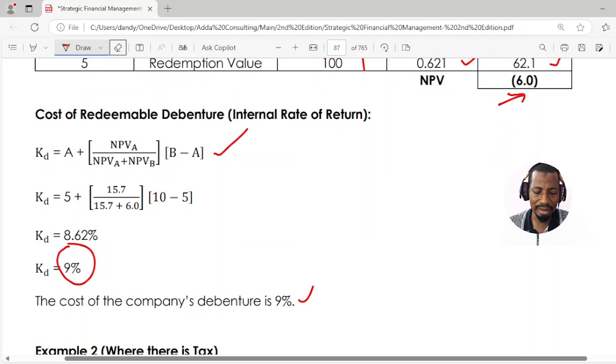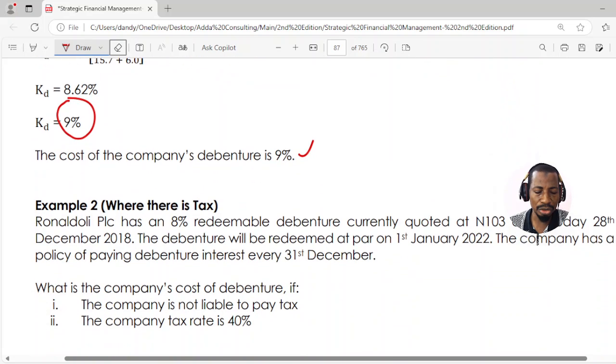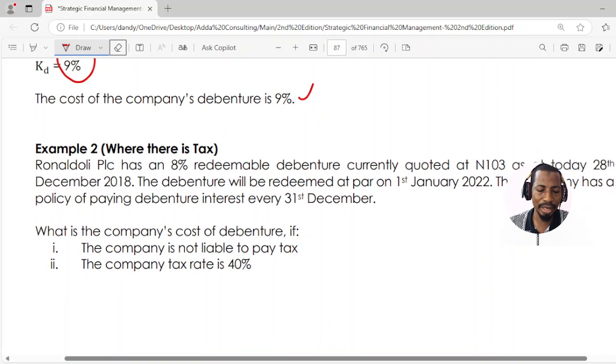Okay, that's it. So let's have an illustration where there is tax. Let's have this example number 2. Ronaldoli PLC has an 8% redeemable debenture currently quoted at 103 Naira as at today, 28th December 2018. The debenture will be redeemed at par on 1st January 2022.